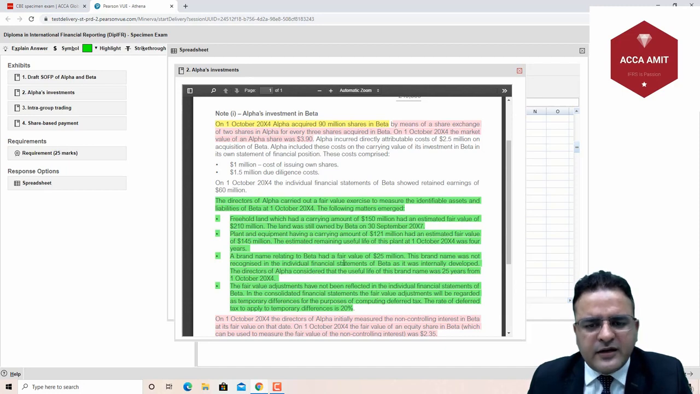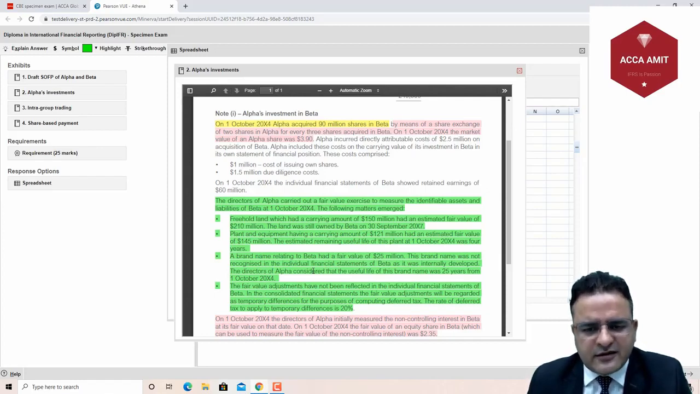A brand name relating to Beta had a fair value of 25 million. This brand name was not recognized in the individual financial statements. Now, according to IFRS 3 business combinations, whenever we acquire another entity, we are required to fair value the net assets. That's what we are doing here. And in doing so, we may identify some of the intangible assets which may emerge for the first time on the date of acquisition. Now, in this, we got to know a brand which has a value of 25 million. It was not recognized in the individual financial statements since it was internally developed.